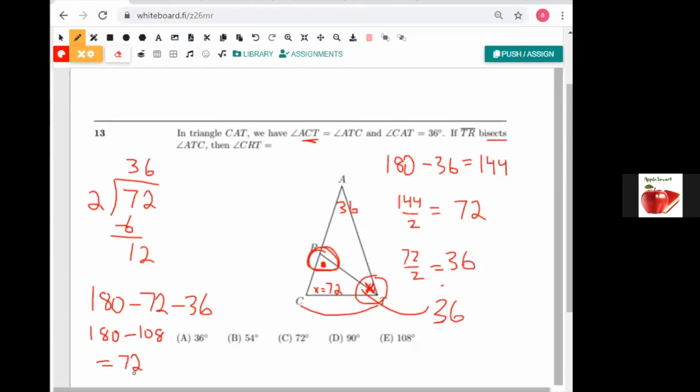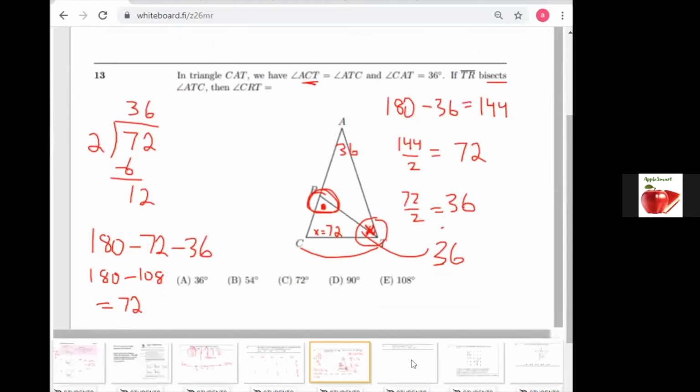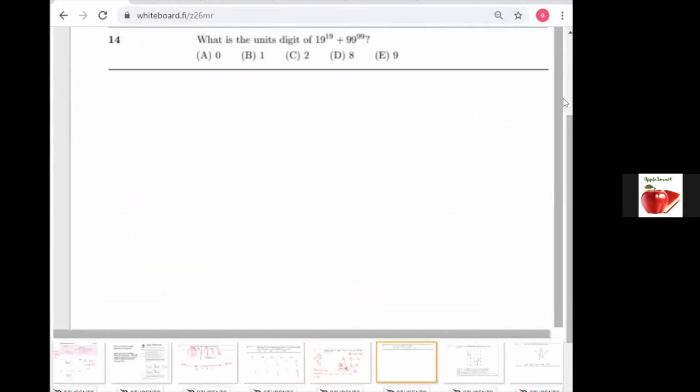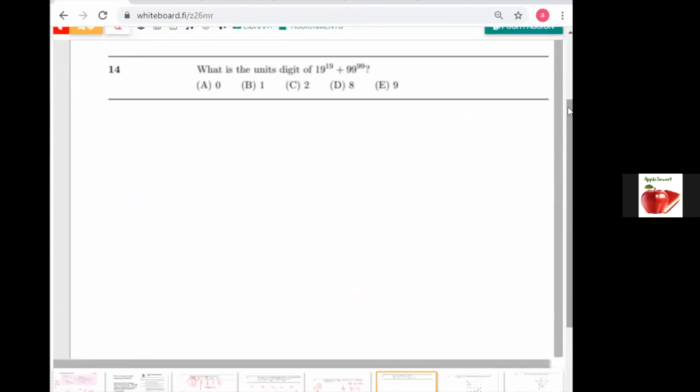Okay. All right, let's do another question. This one's interesting. This has powers. I don't know if you know much about powers, but it says, what is the units digit of 19 to the power 19 plus 99 to the power 99? Those are such huge numbers that you can't calculate them and add them. So we have to think.